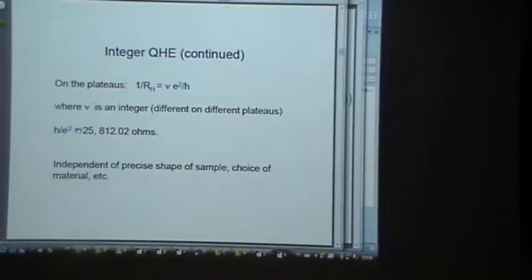I just wanted to say that if you actually calculate the quantum Hall resistivity with the Kubo formula, you get exactly e squared over h times the expression for the Chern number. Yeah, so that's exactly it.